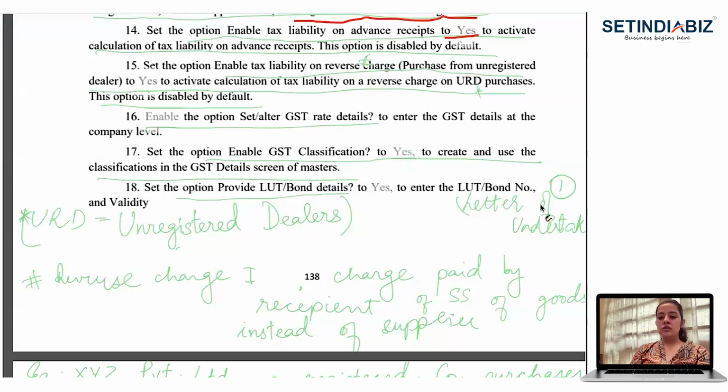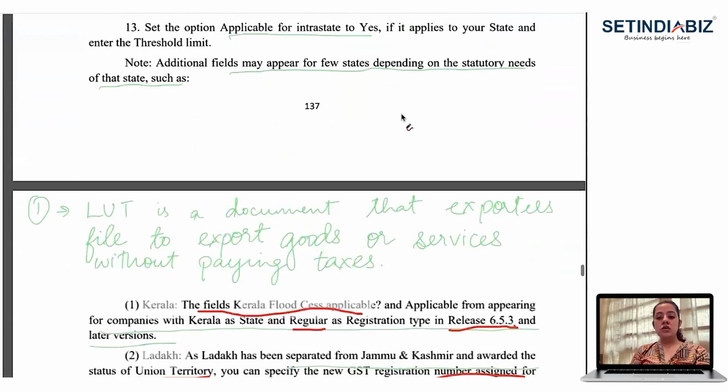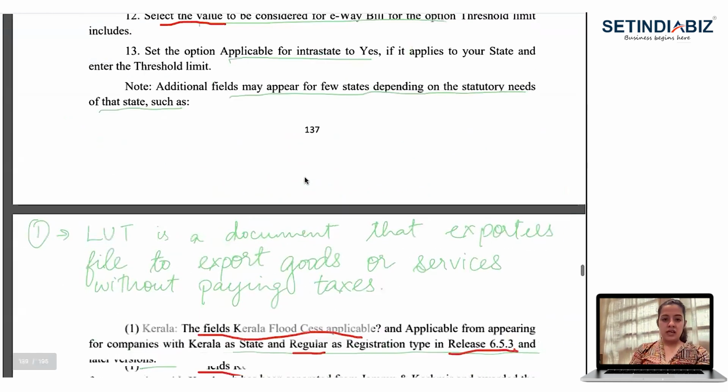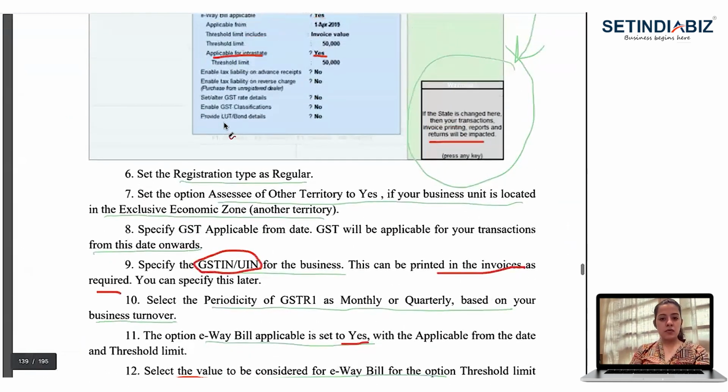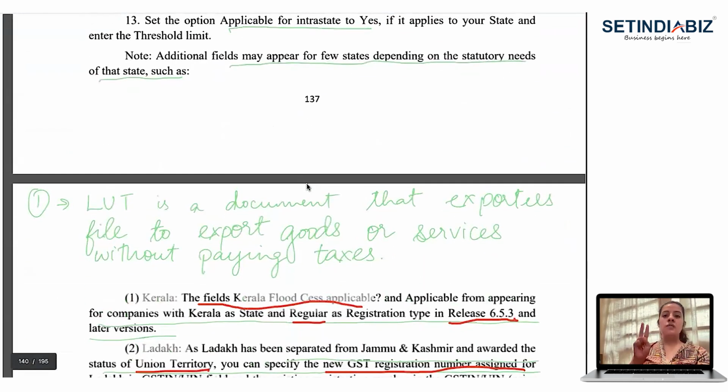Now, what is LUT? LUT is letter of undertaking. What is letter of undertaking? It's a document that exporters file to export goods or services without paying taxes. So, first of all, it says provide LUT or bond details. You can enable it to yes if you are exporting goods, number one, and when you are exporting goods, you are not paying tax, number two, and number three, you are providing letter of undertaking for that. In that case, you are providing LUT details or bond details.